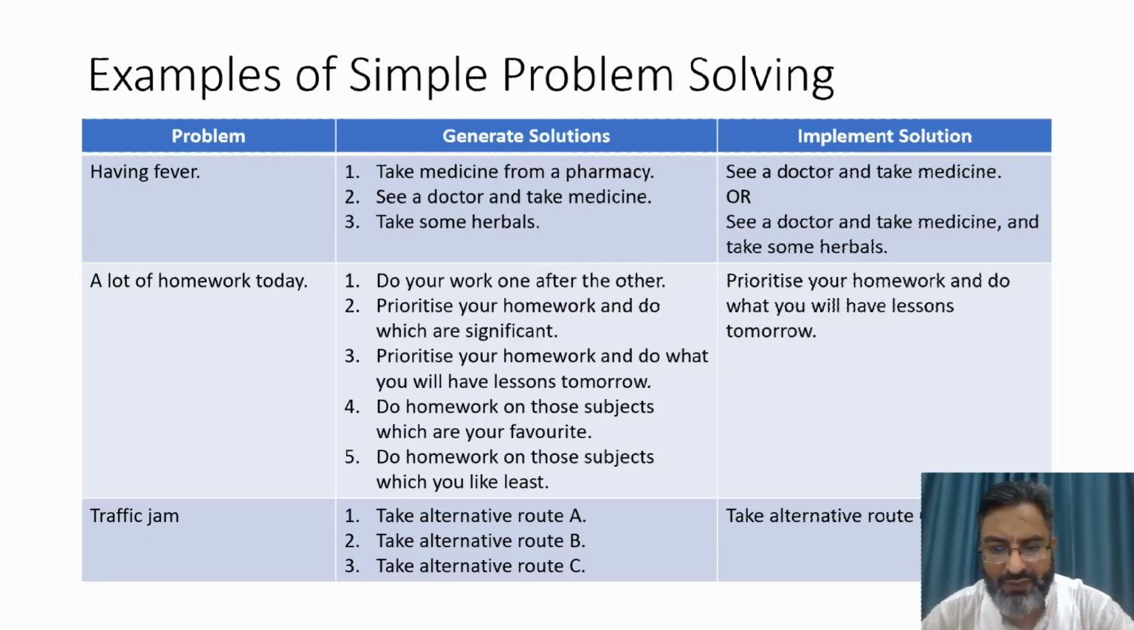I mean, a combination of two solutions as well, or you can just go for the one in our day-to-day life. There are some more examples as well. For instance, about homework, how you would prioritize your work, whether you go for the lessons which you like or you like least. Maybe you go for the homework for the lessons you have tomorrow. So prioritize your work. It's up to you.